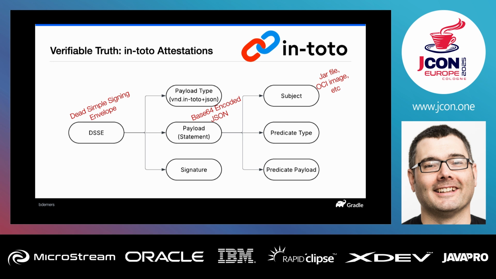And there's a subject, so that's the file. That's the thing that I built, right? So if I'm shipping a jar, I'm going to sign the jar. If it's a Docker image, I'm going to do that for a Docker image. And then I'm going to say, I have some fact to say about that. So there's some type of fact that I'm going to say. Provenance might be my type. And then the fact itself, so a bunch of provenance information.